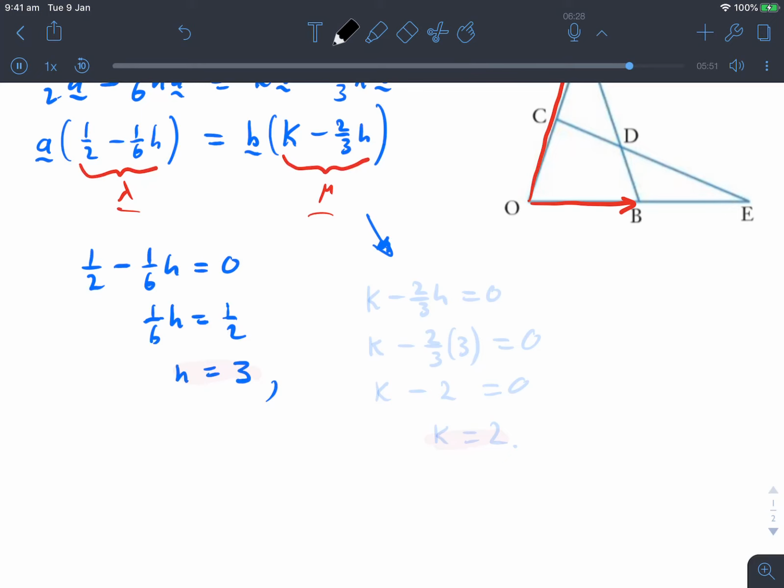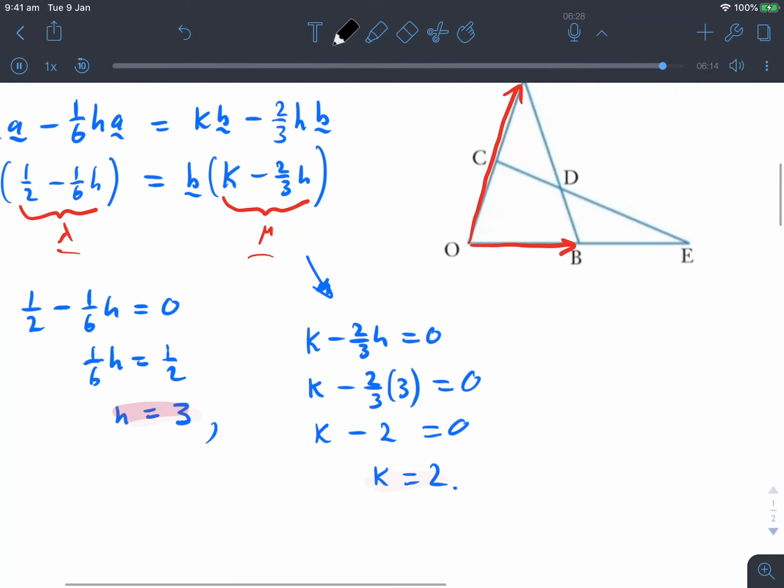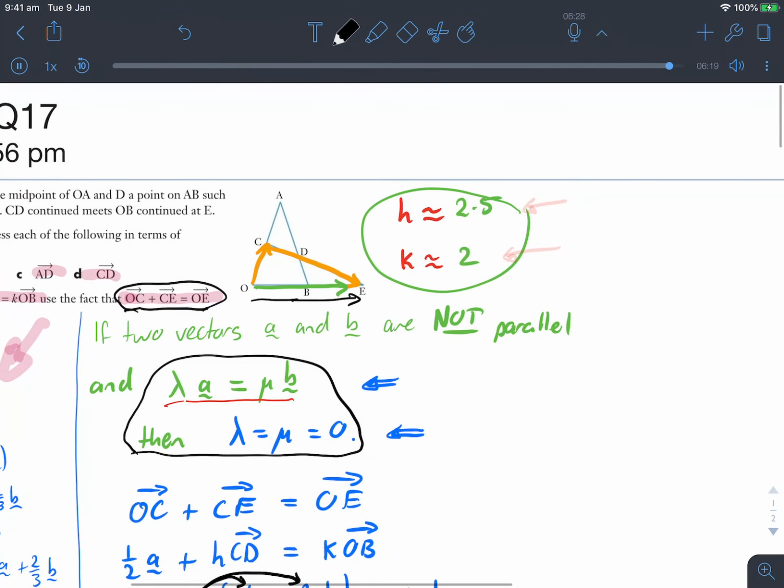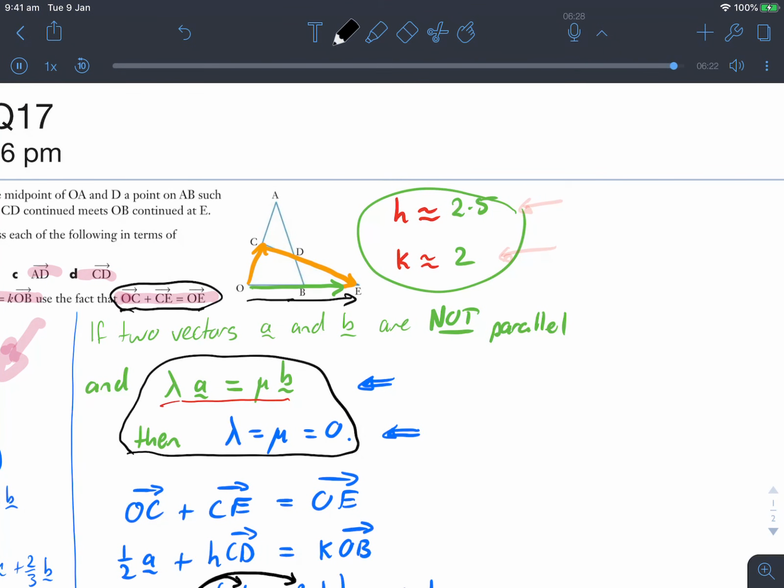Coming from this bracket over here, mu must also be equal to 0. We've got k take 2/3 h equals 0. We've already worked out that h is equal to 3, so it's 2/3 times 3. We end up there with k take 2, the 3's cancel, equals 0, and k equals 2. There's our two solutions, h equals 3, k equals 2. If we go back to our initial estimate, we had h equals 2.5, k equals 2, so we're in the ballpark, and we're thinking we're about right. And we're done.